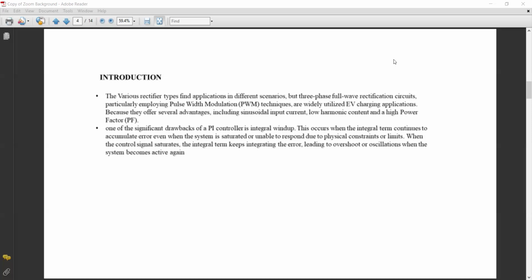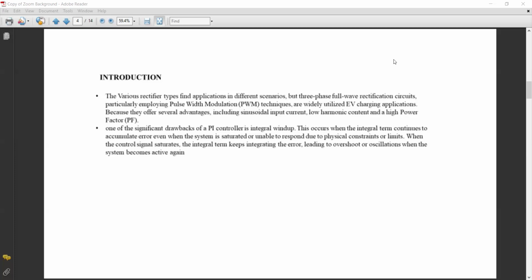Coming to the drawbacks of a PI controller, one of the significant drawbacks is integral windup. This occurs when the integral term continues to accumulate error even when the system is saturated or unable to respond due to physical constraints or limits. When the control signal saturates, the integral term keeps integrating the error, leading to overshoot or oscillation when the system becomes active again. Hence, this phenomenon can degrade the control performance, especially in systems with large set point changes.